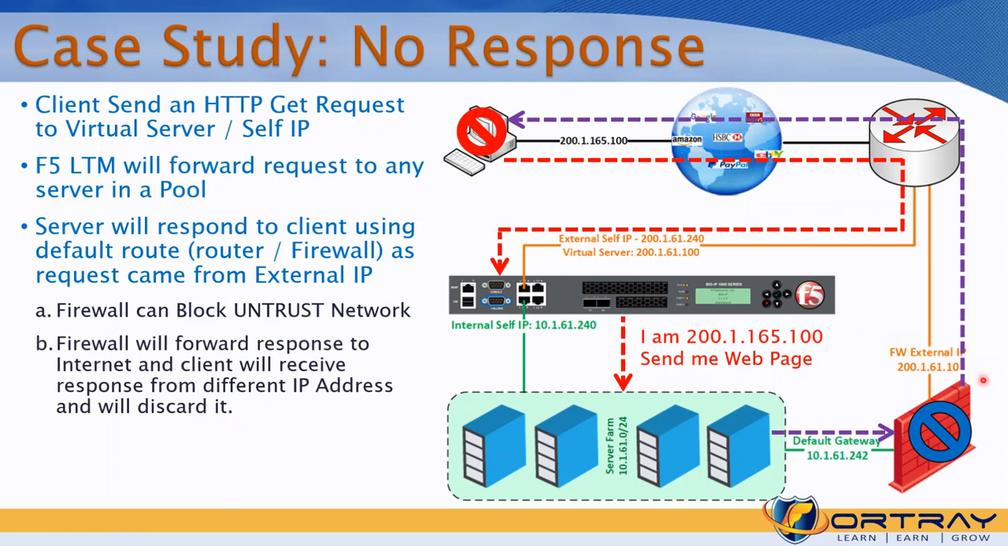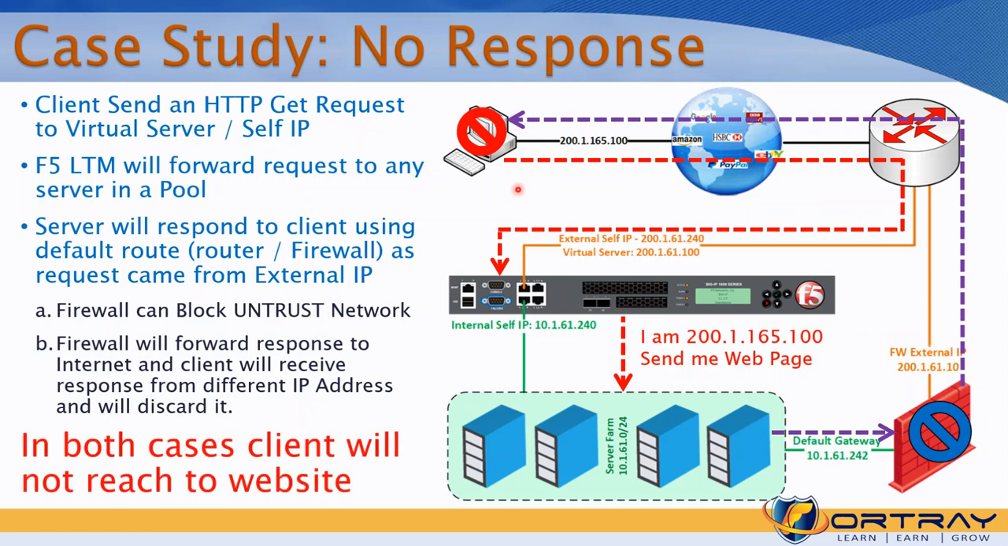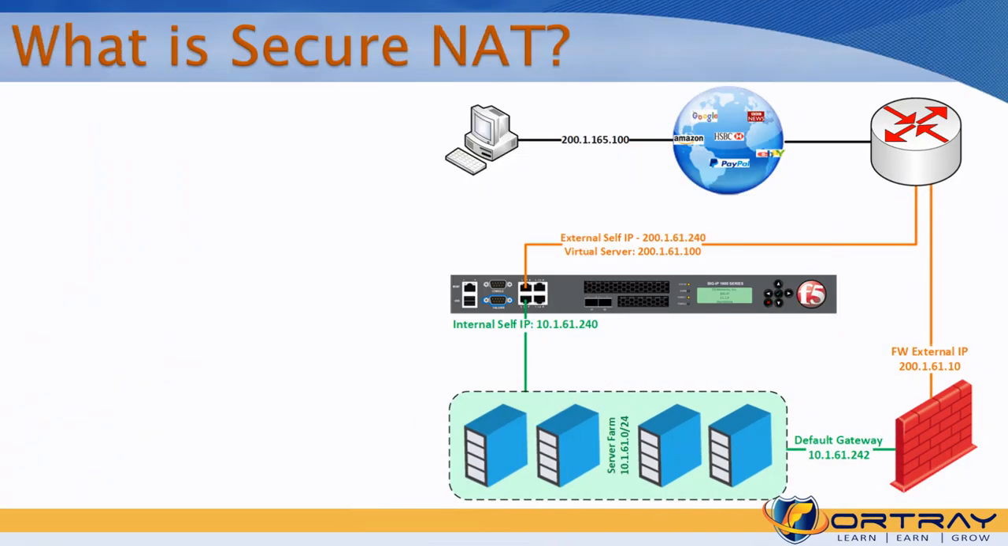So basically, the client will see that it is getting a response from a different IP. He should be getting this because he actually telnetted or used HTTP to 200.161.240, for example, or 100, sorry. So he should be getting this response from 100, not from 201.61, maybe another IP. As a result, this client will discard this communication. In both cases, the client will not reach the website. So that is the problem without SNAT.